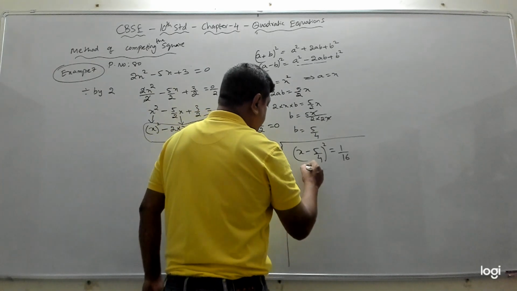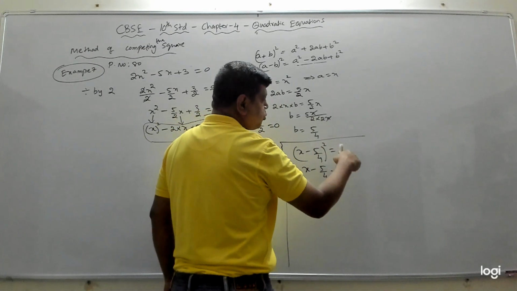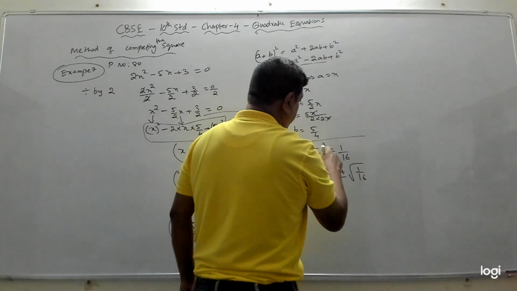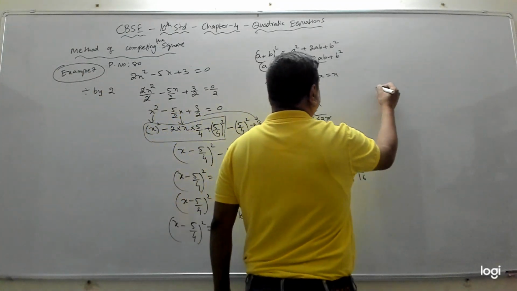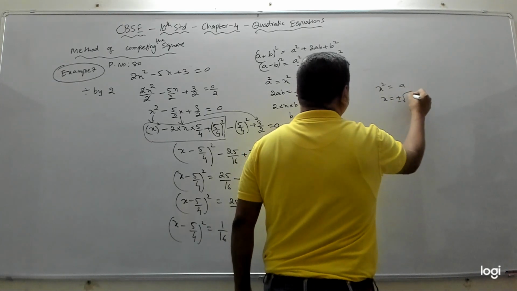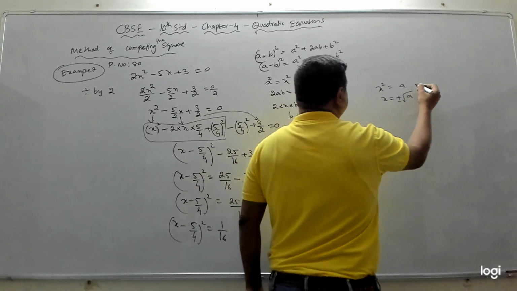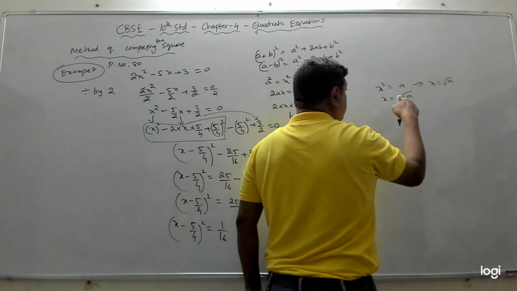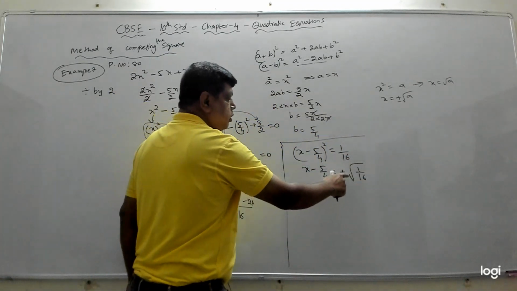So which means x minus 5 by 4 will be equal to, if the square goes this side, it will become square root. I should put plus or minus square root of 1 by 16. Whenever you have like x square equal to a, you will put x is equal to plus or minus root of a. You have to always write plus or minus. So I have seen students writing like this. If x is equal to a square, they will put x is equal to root a. You have to put x is equal to plus or minus root a, not just root a. So plus or minus root of 1 by 16.